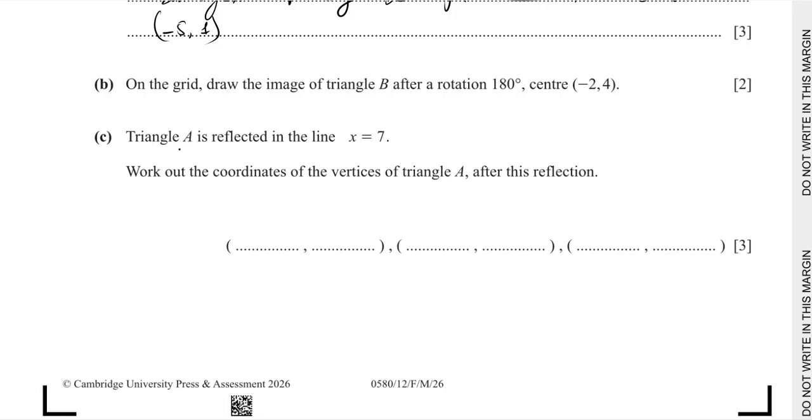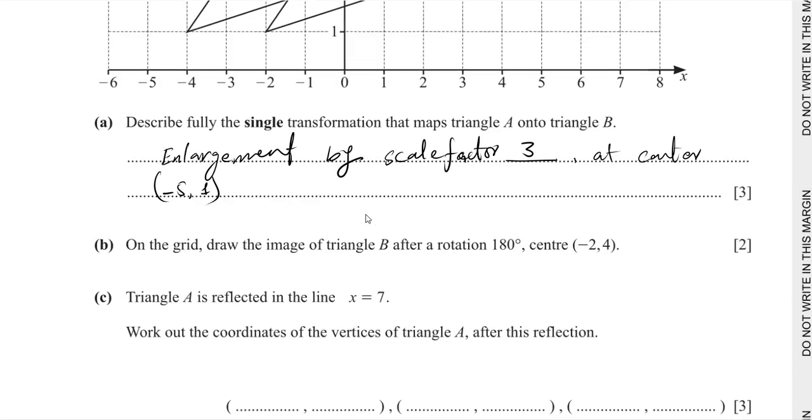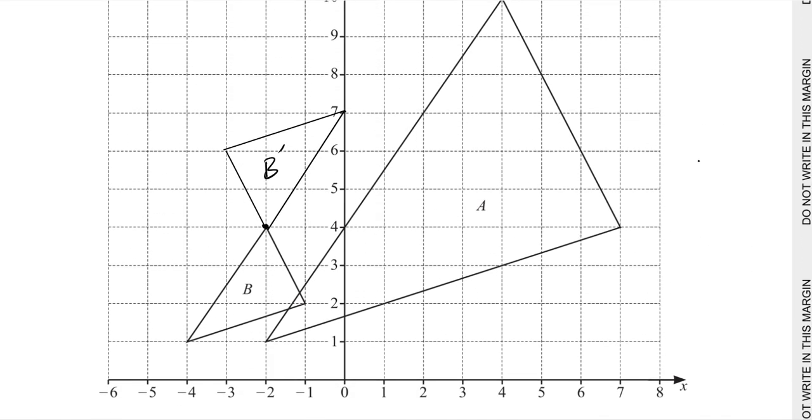Next we have: triangle A is reflected in the line x equals 7. Work out the coordinates of the vertices of triangle A after the reflection. To do that, first we have to see where x equals 7. So x equals 7 at this point. I'm just going to draw a straight line up. That's our line of reflection, or you can call it symmetry line.